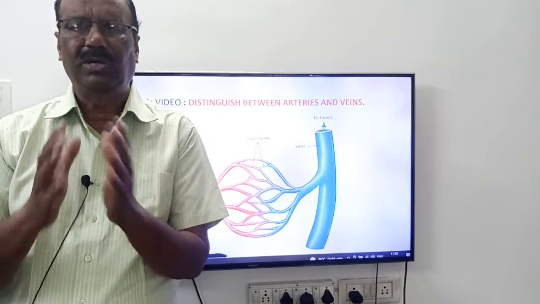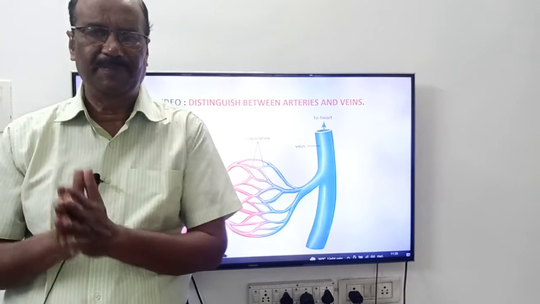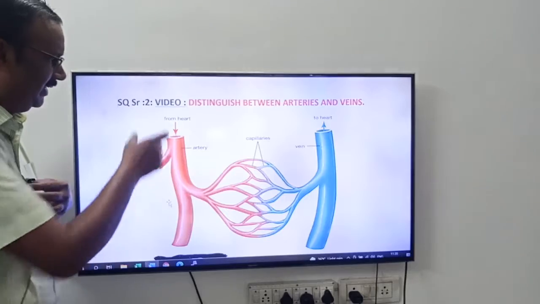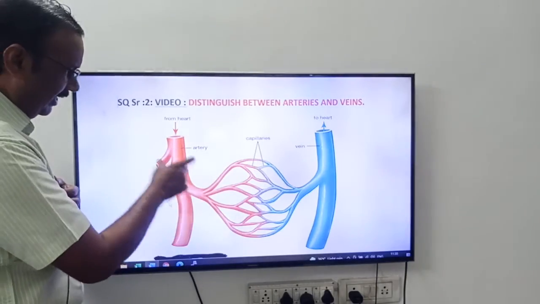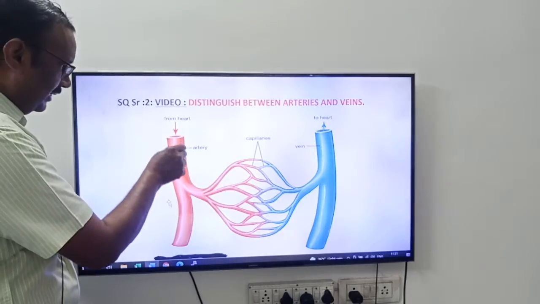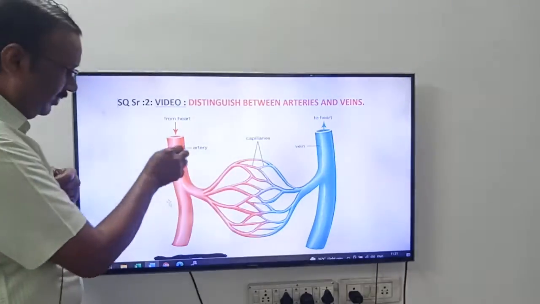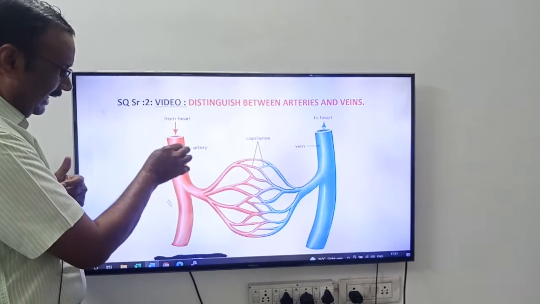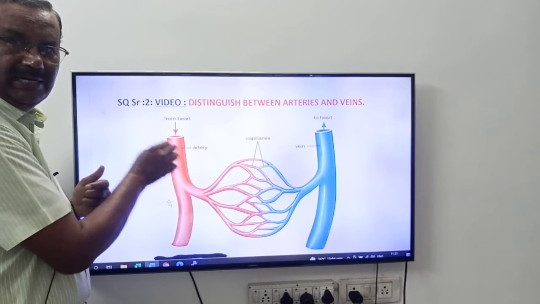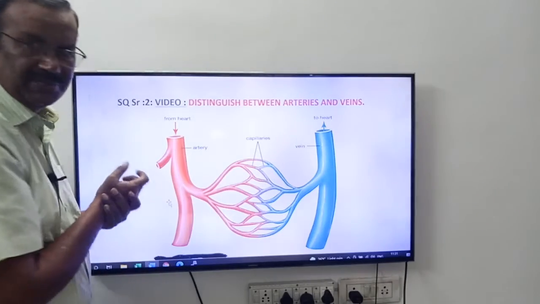Now come to what our question is. Write the differences between arteries and veins. First you see this image. See, this red one is the artery, this blue one is the vein. The artery is carrying blood from heart to body parts. Now you see the diameter of the artery. At first it is wider and gradually it splits into branches.